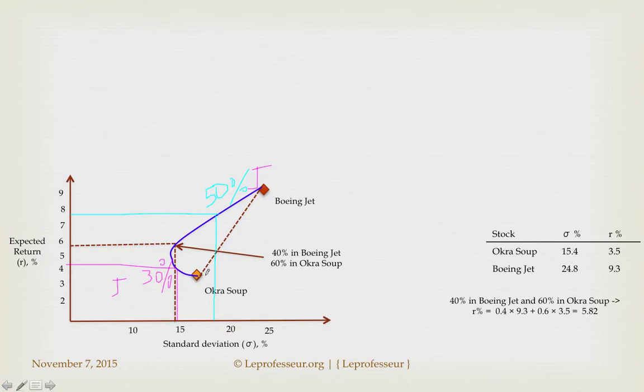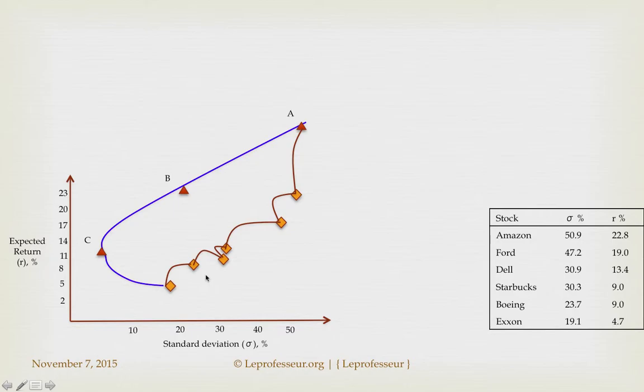Now let's extend this concept to more stocks. Okay, so we can plot more stocks and we can get this curve. Basically, the area under this curve and the line which joins this area, shaded area. So this basically tells you that if you mix up these stocks in different proportions, you're going to get your return and standard deviation within this shaded area. All right. Now, let's say you have these three portfolios, A, B, and C. So A, B, and C are three different portfolios with the different ratios of each stock. Okay.